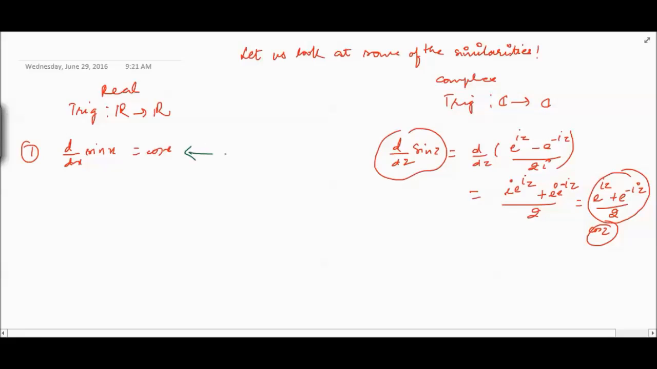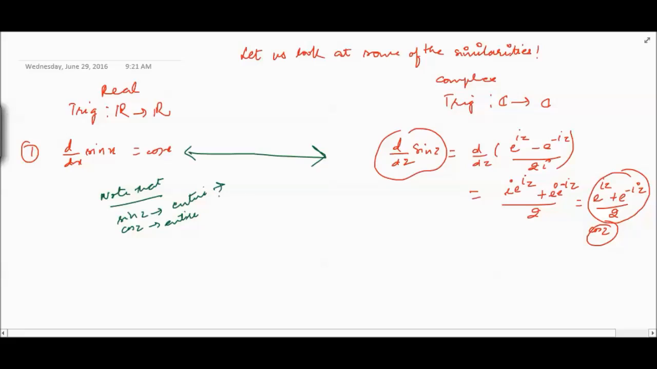Right, so we have dy/dx of sin x as cos x, and similarly in the complex plane we have dy/dz of sin z as cos z. You have to note one thing first before doing this. Note that sin z is an entire function, and similarly cos z is an entire function. Entire means it is analytic everywhere.